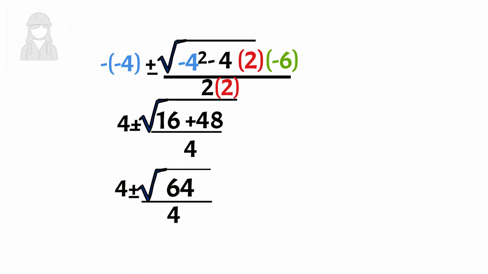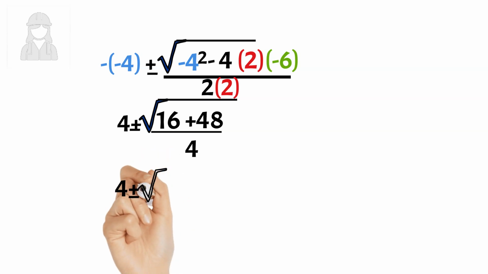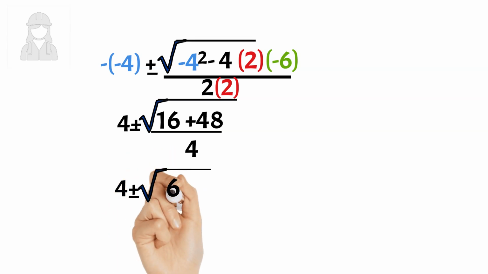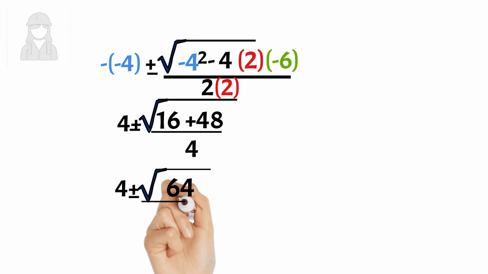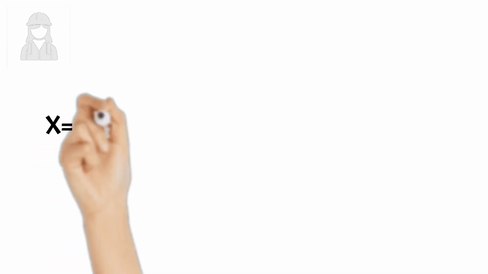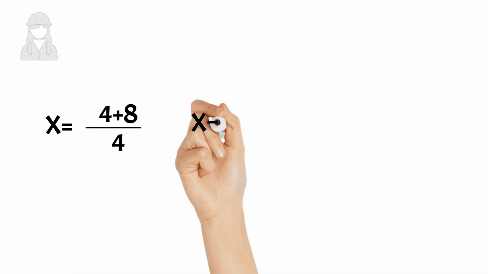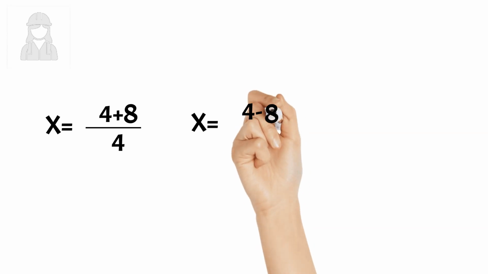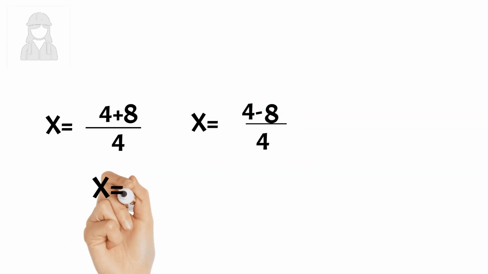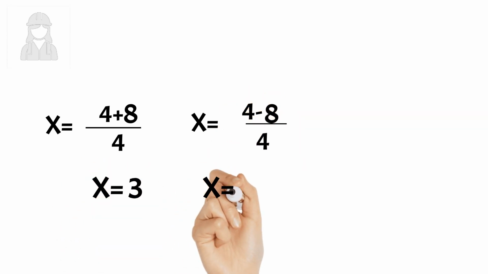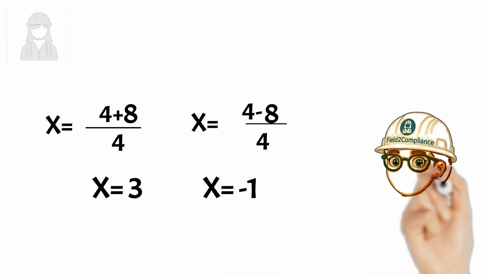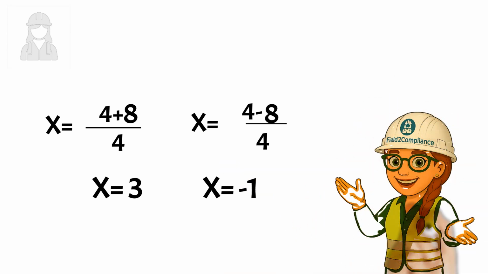So now we have 4 plus or minus the square root of 64, which is 8, divided by 4. That gives us 2 answers, and that's fine. This is what we're looking for. X is 4 plus 8 divided by 4, which is 3. And then 4 minus 8 divided by 4, so that would be -1. So our 2 answers are x is 3 and x is -1.